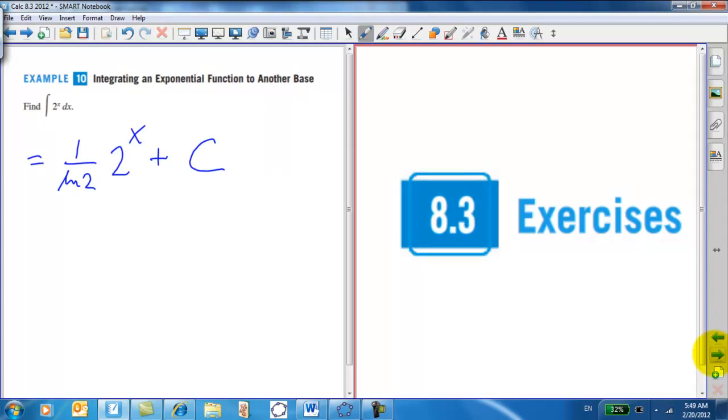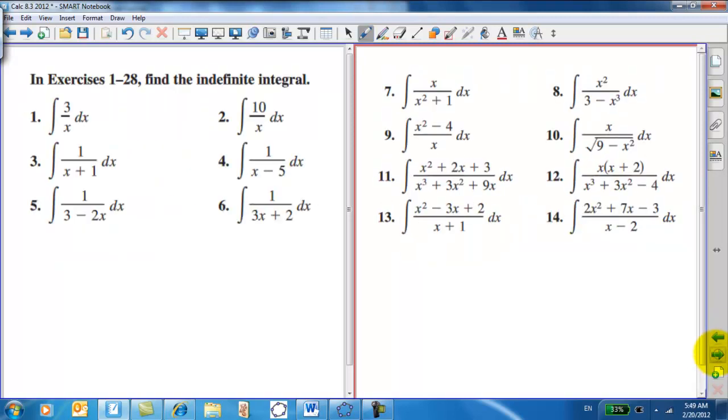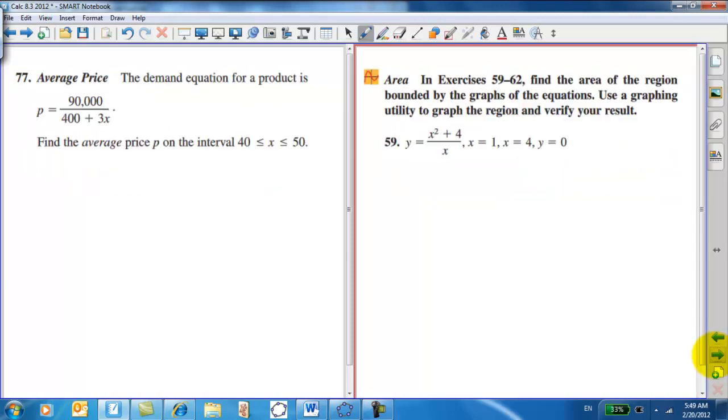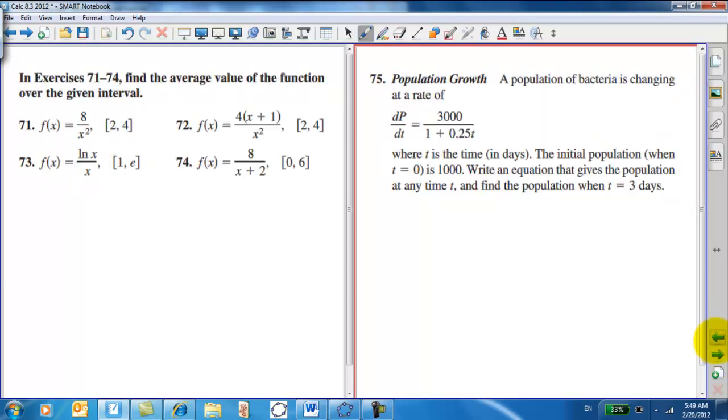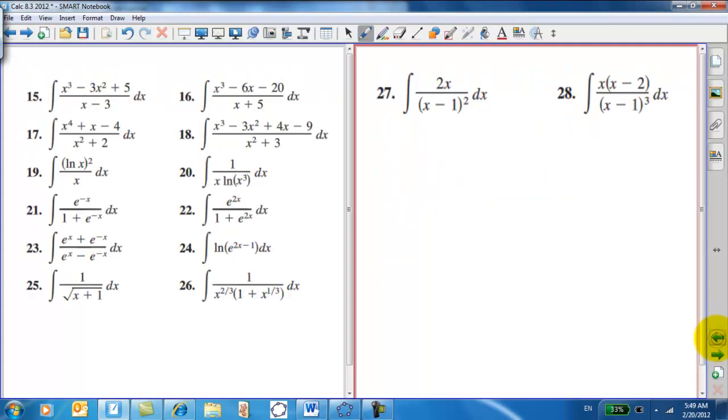And ready for the exercises. Notice there's not a lot of application problems in here. Well, there's a few.